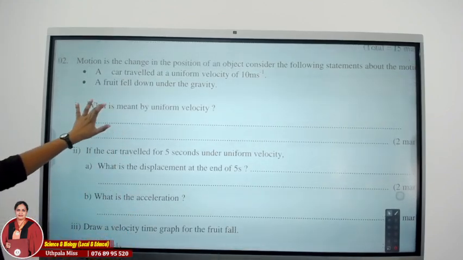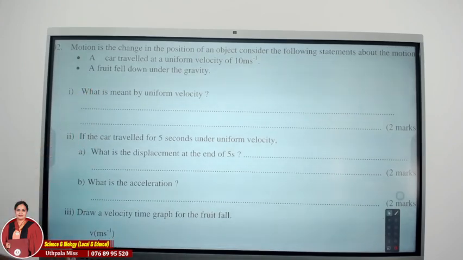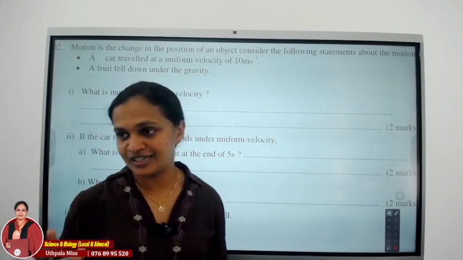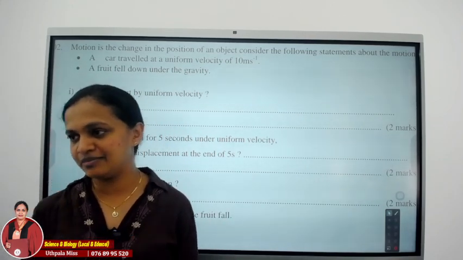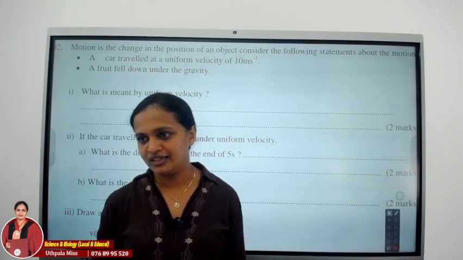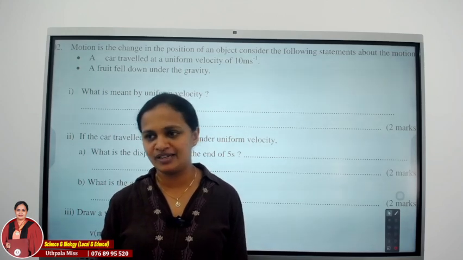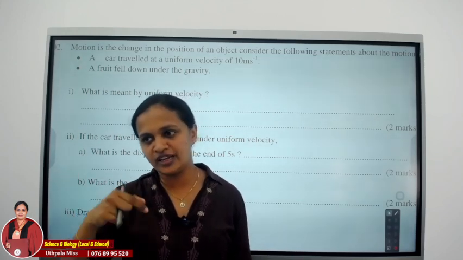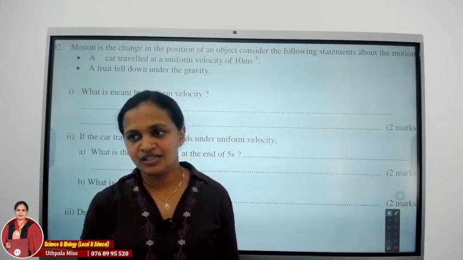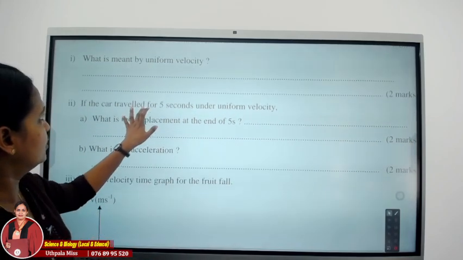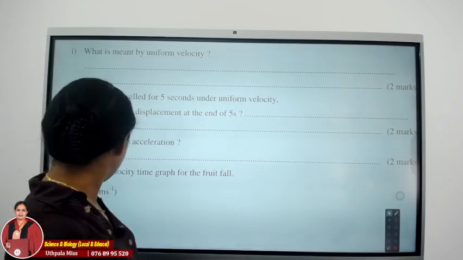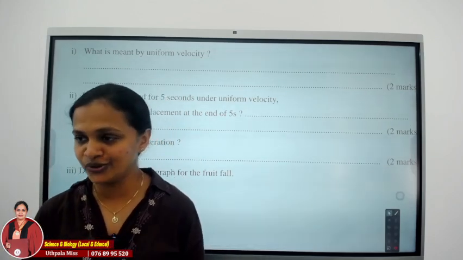Then the second one: motion is the change in the position of an object. Consider the following statements about motion. A car traveled at a uniform velocity of 10 m s⁻¹. Then a fruit fell down under gravity. So what do you mean by a uniform velocity? Yes, what do you mean by a uniform motion?